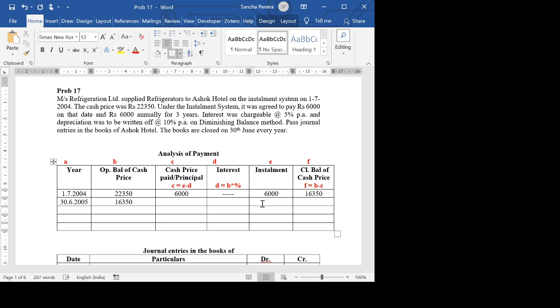This is where you need to distinguish. Because if you take it in the wrong one, the entire thing goes wrong. That 6,000 which is the installment, is it in the installment column or is it here? Because if it's here, then we have to calculate interest additionally and then this will be 6,000 plus that interest. So where should I put it? Cash price paid or installment? Quick, quick.